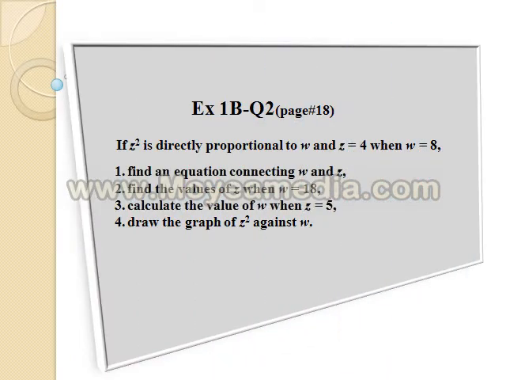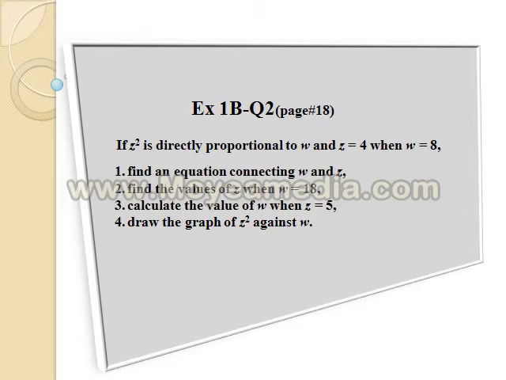Let's come to today's topic, today's questions, and I'm solving one of the questions now. This is question 2 of your Exercise 1B on page 18 of your Book 2. This question says that there are two variables, z square and w. They say that z square is directly proportional to w, and they gave us one complete pair of z and w. What is the purpose of this? To find the value of k, the constant of proportionality.